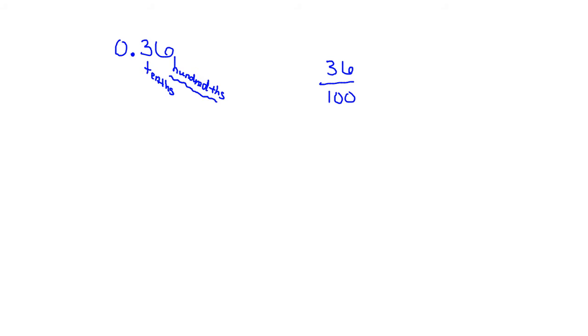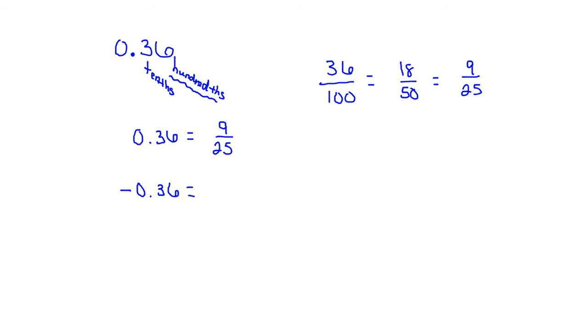Now of course we always want to reduce our fractions. So if we divide by 2, we get 18 over 50. If we divide by 2 again, we get 9 over 25, and that's as good as it gets. So we know 0.36 is the same as 9/25. And again, what if this was negative 0.36? Then we would get negative 9/25.